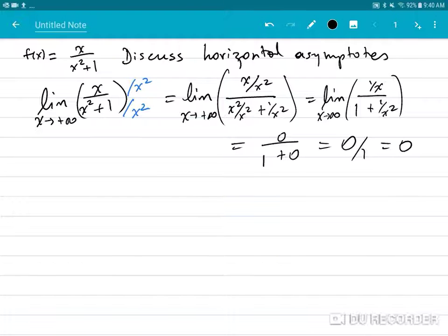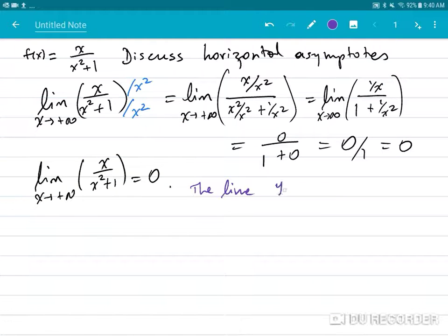So the limit of x over x squared plus 1 as x approaches plus infinity is 0. This means that the line y equals 0 is a horizontal asymptote.